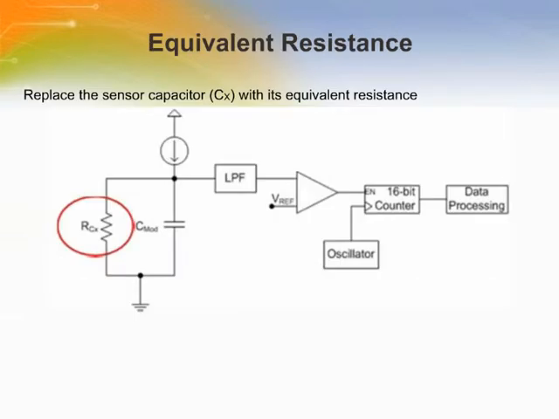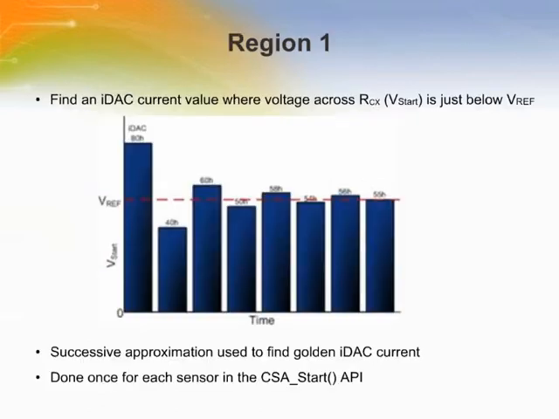As mentioned earlier, Cx is part of a switched capacitor network, so as we walk through the three regions, we can substitute in the equivalent resistance, RCx, for the switched capacitor network. This helps simplify the circuit. As we have just gone over, in region 1, the voltage on CMOD settles to a value we have referred to as V start. But what is V start? V start is a voltage value across RCx or CMOD that is just below Vref.